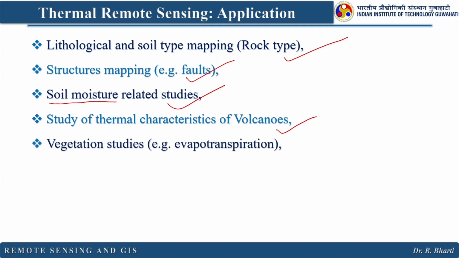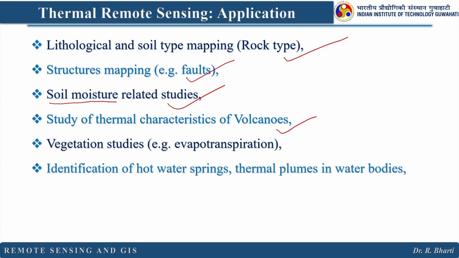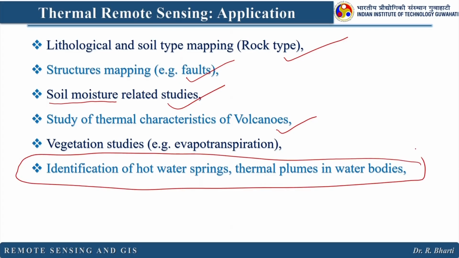Vegetation studies, where you can estimate evapotranspiration. Then identification of hot water springs and thermal plumes in water bodies. These are very important, because you cannot identify them with any other wavelength bands, and it is very useful in forest fire and coal fire, that is subsurface.